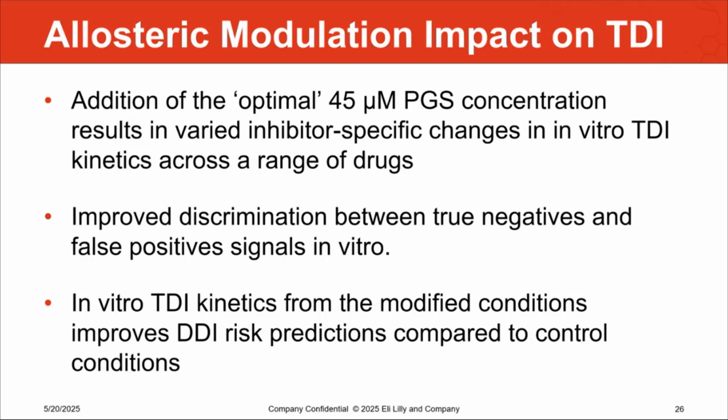So to summarize, the addition of the optimal modified concentration of progesterone of 45 micromolar results in varied inhibitor-specific changes in the in vitro TDI kinetics across a variety of different chemistries. However, we know that we can improve the drug-drug interaction predictions under the conditions of having progesterone. And we improve the discrimination between true negatives and false positives, so categorizing that risk more appropriately when we use data generated with progesterone.